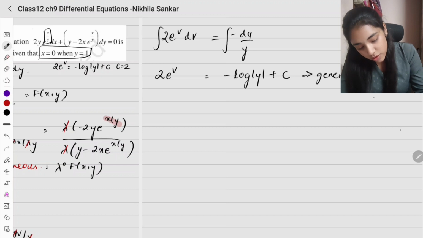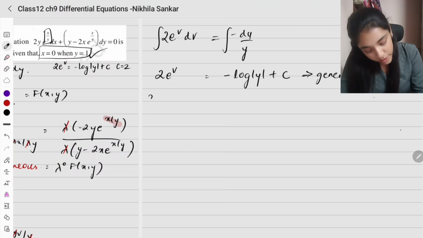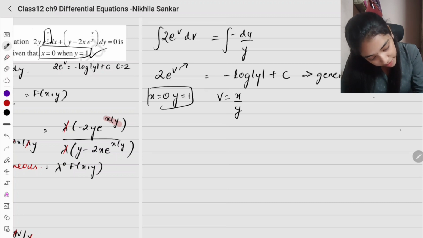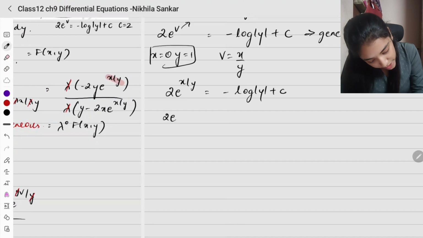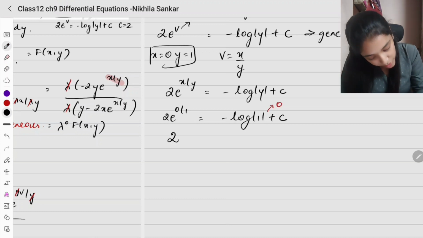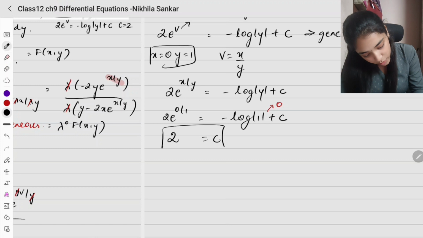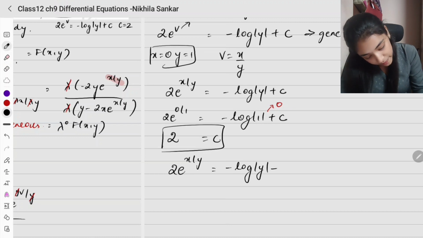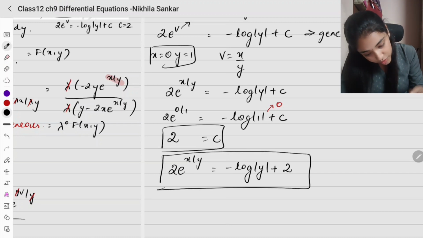Correct? So for a particular solution they have given the values for x and y. So we have to put x equals 0, y equals 1. Before that, shall we substitute back for v? So v equals x divided by y. So I'll have 2 e to the power x divided by y equals minus log mod y plus c. Substituting, 2 e to the power 0 divided by 1 equals log mod 1 plus c. What is log 1? It is 0. So on this side, 2 e to the power 0 is 2 equals c. So I found the value of c. So what is my particular solution? 2 e to the power x divided by y equals minus log mod y plus 2. So this is my final solution. Okay, please copy.